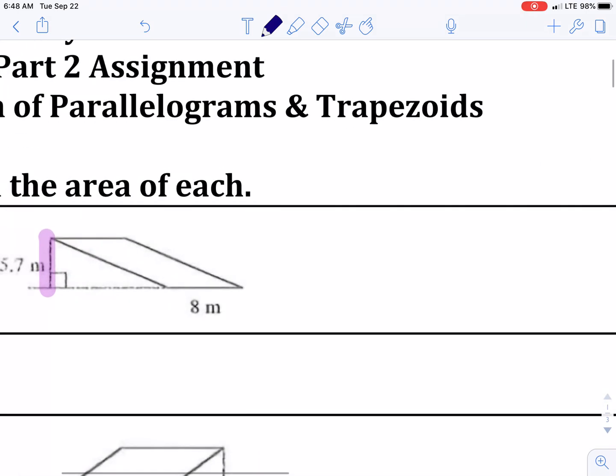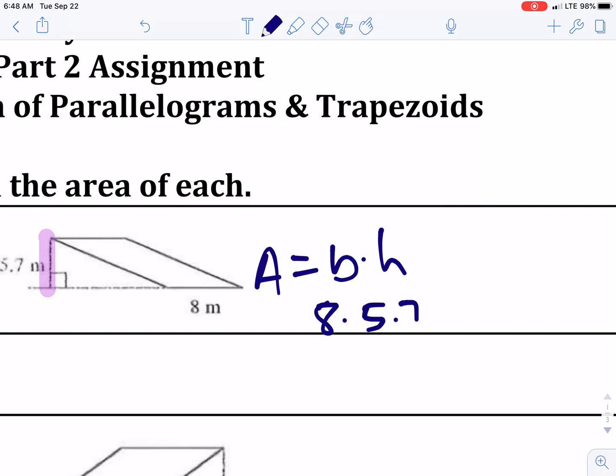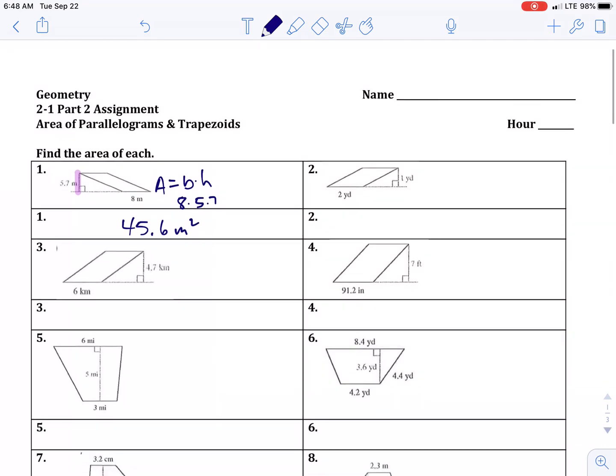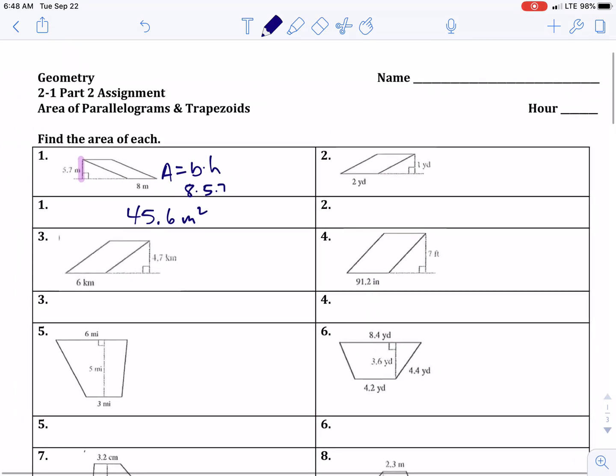Area is equal to base times height. Well, the base is 8, and the height is 5.7. It's as simple as that. I know looking at it, it can be kind of confusing, especially when the extension lines are kind of dashed, kind of not dashed. It's hard to tell. So it's just as easy as just doing base times height, and this is 45.6 meters squared, right? And that's going to be, again, think of them as parallelograms, right?